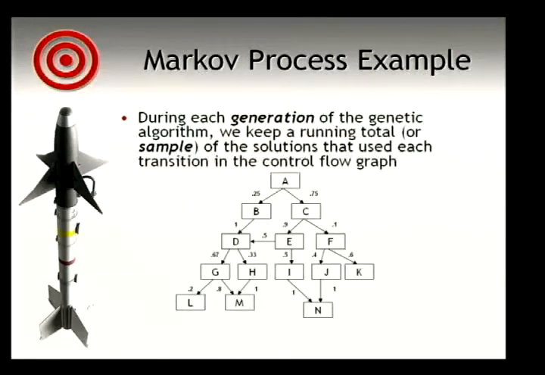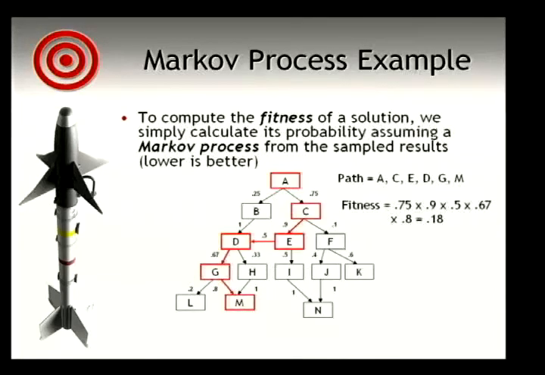So during a generation in our genetic algorithm, we keep a running total or sample of the solutions that use each transition in the control flow graph. So that's just from a particular node, how many take one edge versus another. So in this example, you can see I sort of labeled just on this control flow graph lots of probabilities or ratios. To compute the fitness of a particular solution, we calculate its probability. And we're assuming a Markov process. I know only statistical people would even care about that. So let's not go into that.